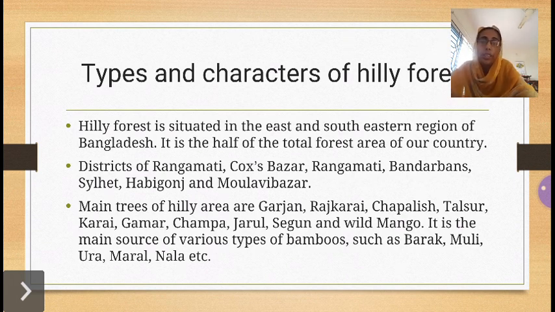Hilly forest is situated in the east and southeastern region of Bangladesh. It is half of the total forest area of our country. So hilly forest is the largest forest of our country. If we consider the total forest area in our country, it is half when compared with the total area. Which districts are included in this hilly forest? These are Rangamati, Cox's Bazar, Bandarban, Sylhet, Habiganj and Moulvibazar.